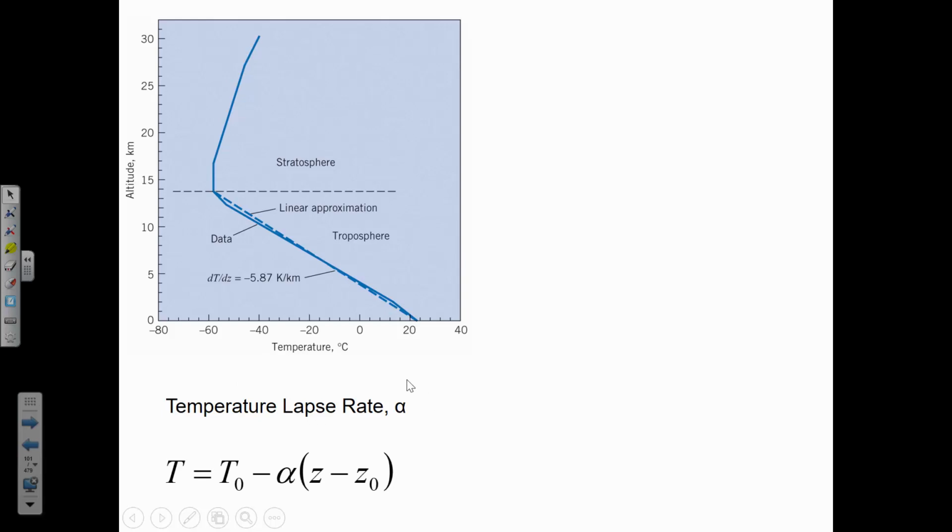This lapse rate, abbreviated alpha here, means that we can calculate the temperature at a certain elevation by just taking the temperature at a known elevation, and here's that known elevation Z0, and then if we go upward, we'll find the difference in elevation between the 2 points and multiply it by that rate. Here it's saying that on average you're decreasing about 5.87 degrees Kelvin for every kilometer of elevation that you go upward.